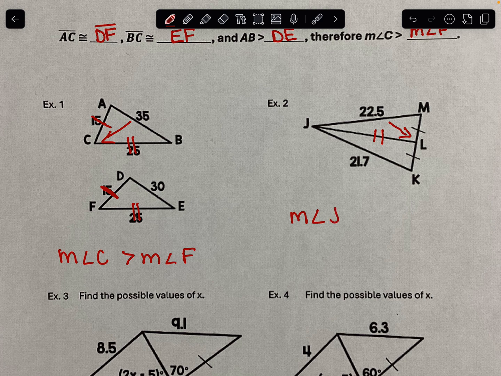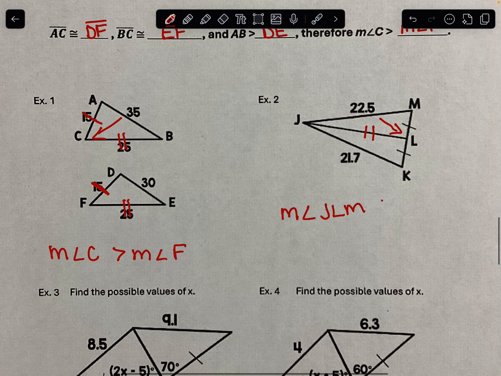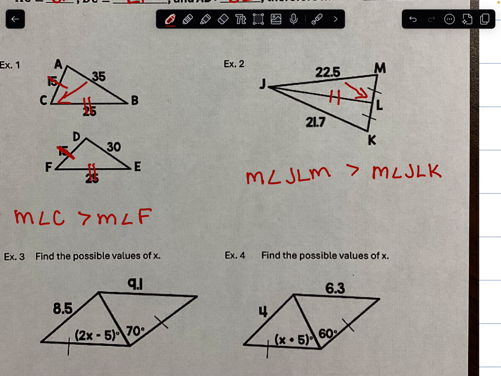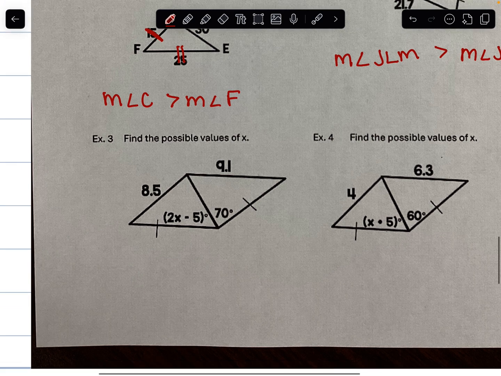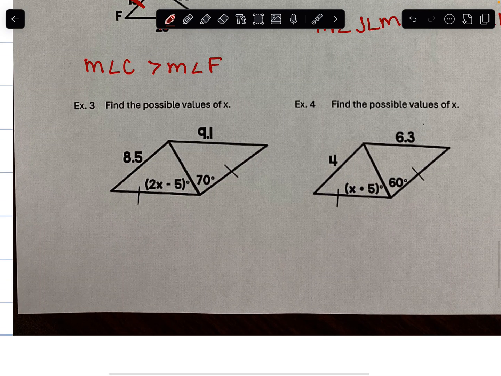JLM. Good. So JLM, remember if we're not using just one, you start, go to the angle, and then go away. So JLM has to be greater than what? JLK. Measure of angle JLK. Good. Now, could you have said KLJ or MLJ? Yes. As long as the angle you're referring to is in the middle, then you're in the right place. Okay? All right, let's look at a couple examples of ones to solve, and then we'll be ready to go today.